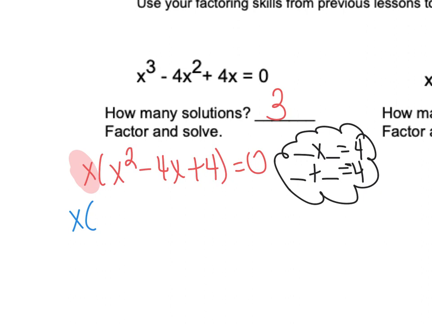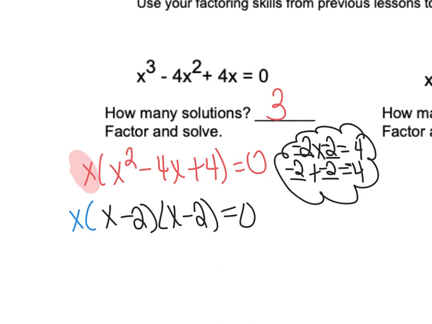What plus what equals negative 4? Well, my factor pair is 2 times 2. If I use negative 2 and negative 2, that multiplies to be positive 4, and if I add negative 2 plus negative 2, it equals negative 4. So my factors are going to be x minus 2 and x minus 2 equals 0.